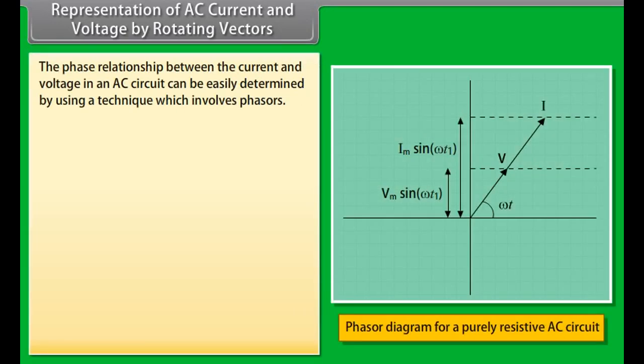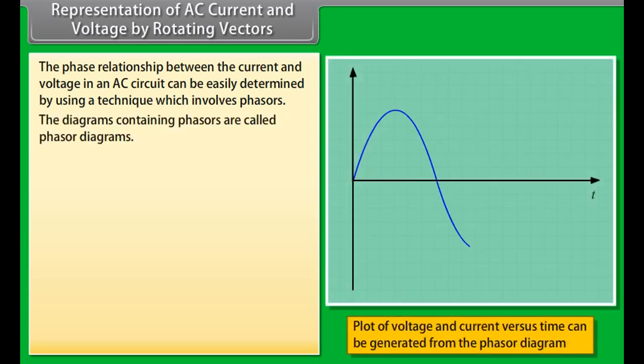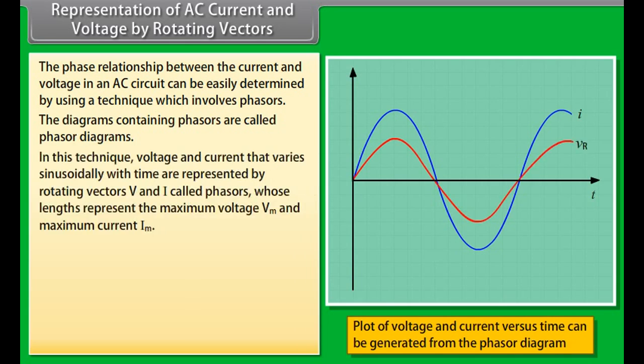Representation of AC current and voltage by rotating vectors. The phase relationship between the current and voltage in an AC circuit can be easily determined by using a technique which involves phasors. The diagrams containing phasors are called phasor diagrams. In this technique, voltage and current that vary sinusoidally with time are represented by rotating vectors V and I called phasors, whose lengths represent the maximum voltage Vm and maximum current Im.